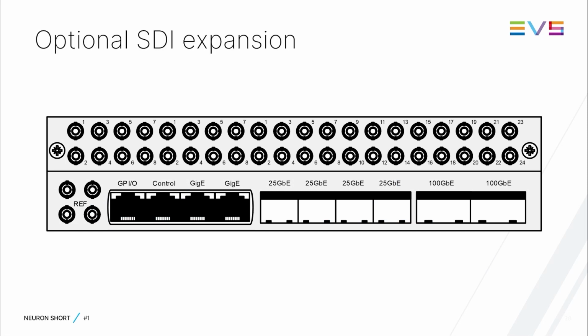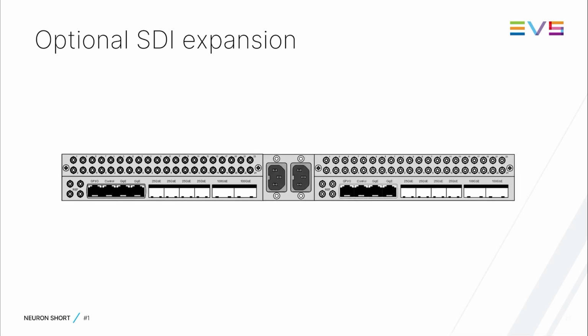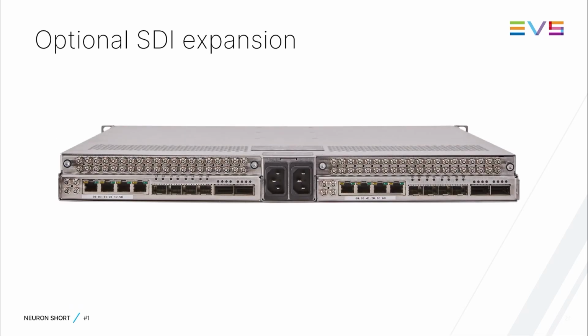And even if you still have SDI equipment that needs to be integrated in your workflows, Neuron can optionally be equipped with SDI expansion boards, allowing 40 physical HD-BNC connections per processing board, resulting in 80 SDI connections per 1 RU. These SDI connections can be used to go from SDI to IP or from IP to SDI, making it fully flexible for IP-only environments as well as for SDI and IP hybrid media infrastructures.